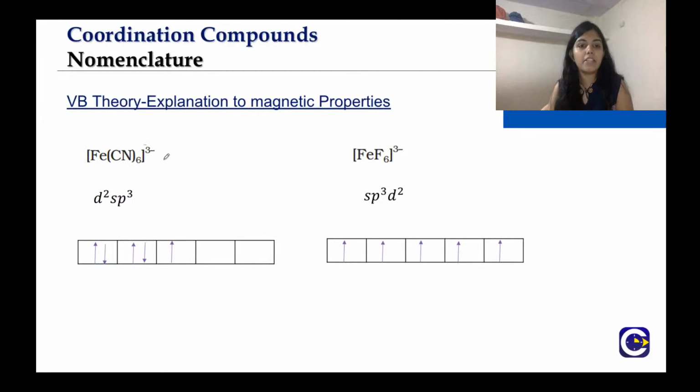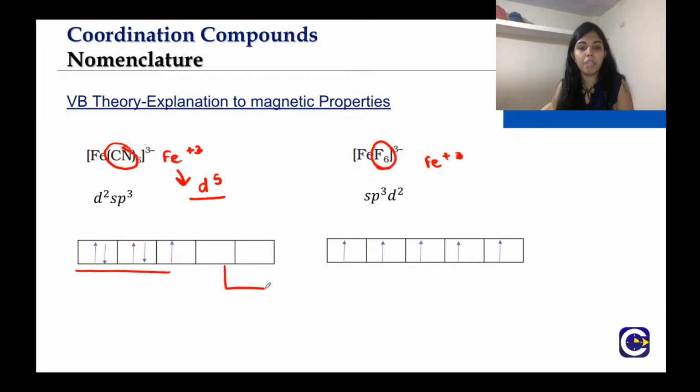Next is Fe(CN)6. Again, Fe is present in +3 oxidation state. Here also Fe is present in +3 oxidation state, but the difference is that here the ligand is a strong field ligand and here the ligand is a weak field ligand, right? So here, because it is a strong field ligand, it will be able to pair up electrons. Fe3+ is what? Fe is 4s2 3d6, so it will become d5, right? Now d5 pairing of electrons will take place and it will become like this. 2 vacant d orbitals will be there, so it will show d2sp3 hybridization.